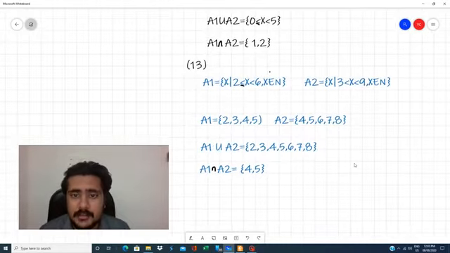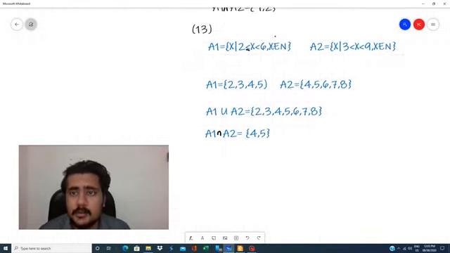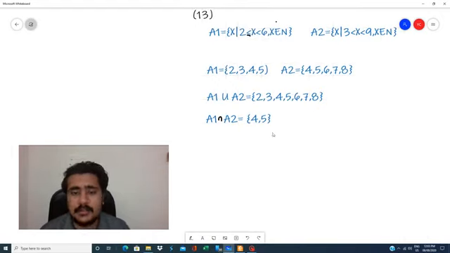In the same way we have done 13th sum. In 13th sum it was given x belongs to natural numbers. So I have firstly converted all the events into numbers. That is A1 is 2, 3, 4, 5 and A2 is 4, 5, 6, 7, 8. So union was easy and intersection was easy. Okay.